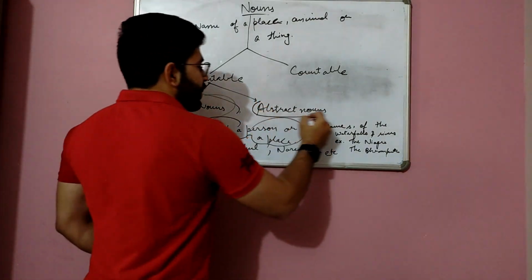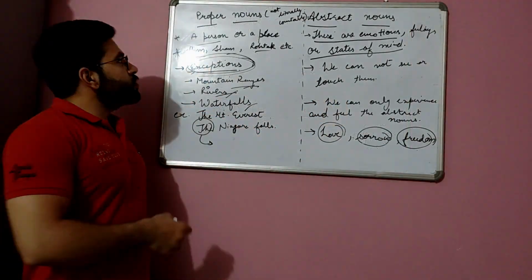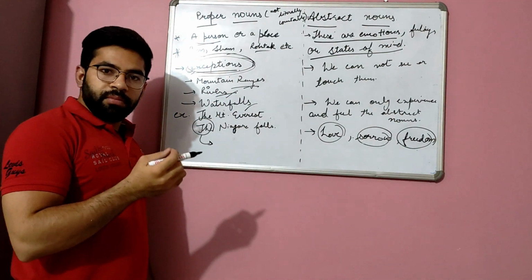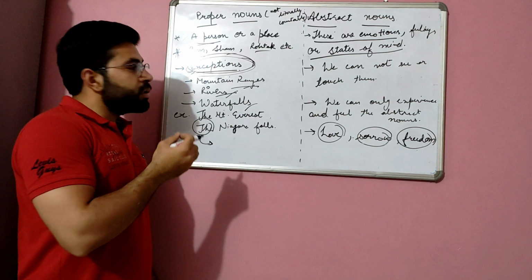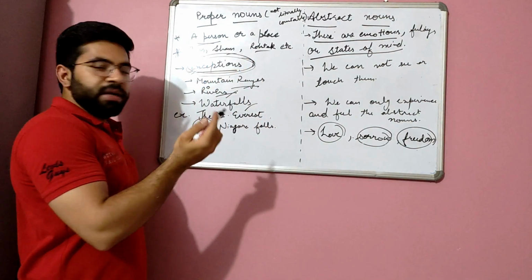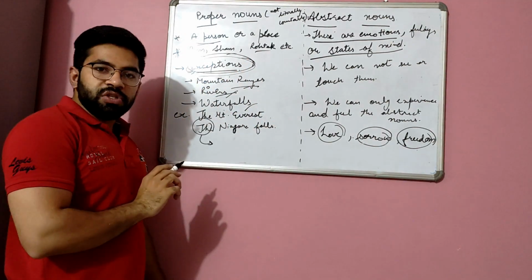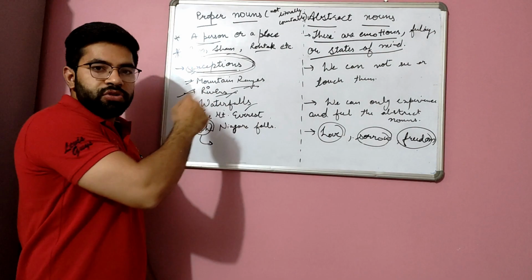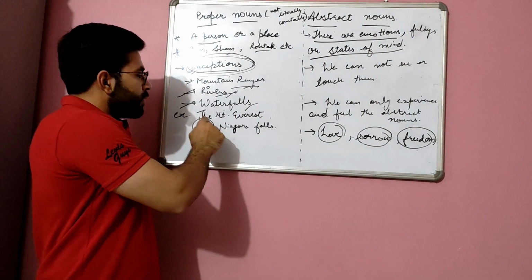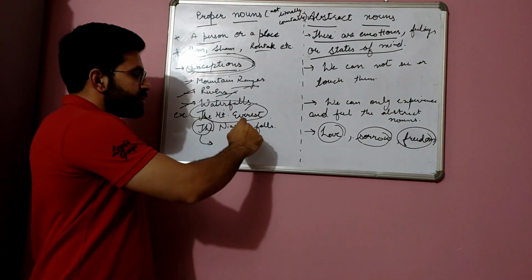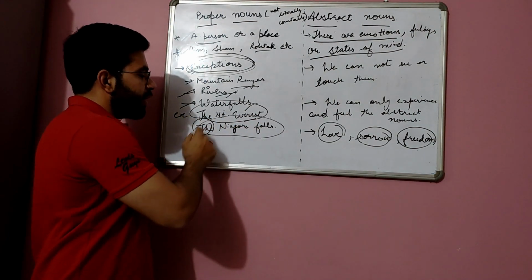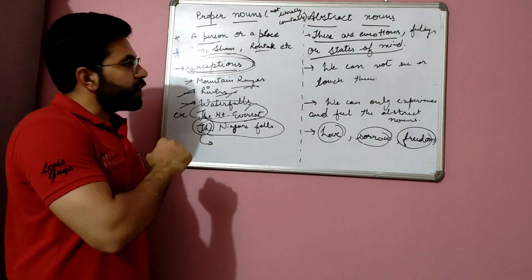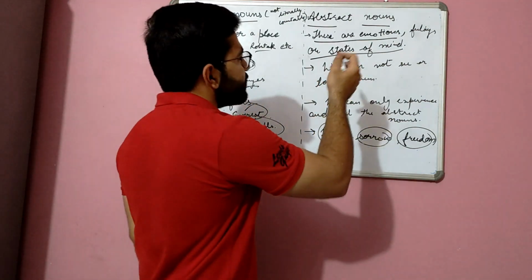So now we move to the abstract nouns. So what are proper nouns? Proper nouns are name of a person or a place. For example, Hemant, Mohit, Rahul, Ram, Sham, Rohtak, etc. There are some exceptions in proper nouns, that are mountain ranges, rivers, waterfalls. They also come in proper nouns. The examples: the Mount Everest, Niagara Falls, the Brahmaputra. These are the exceptions of proper nouns. Now we move to abstract nouns.